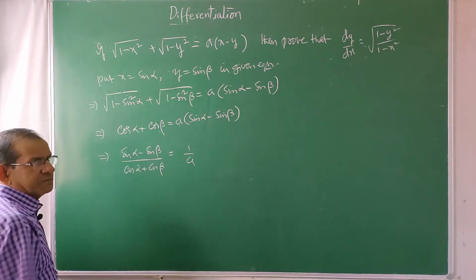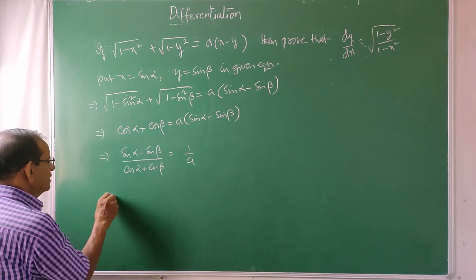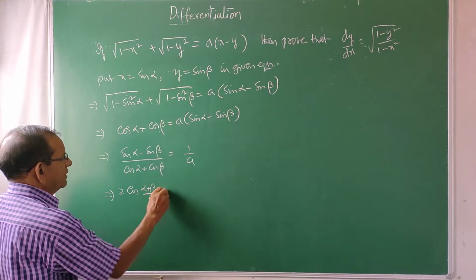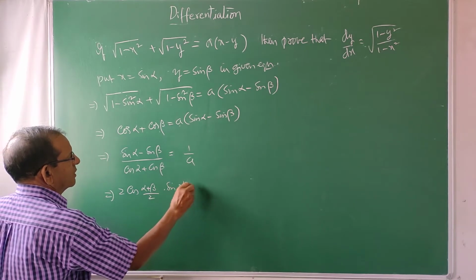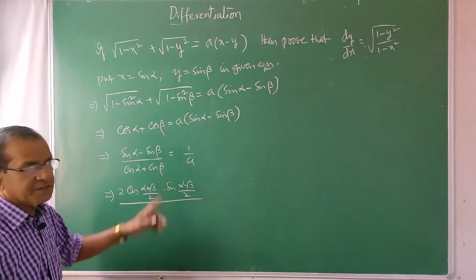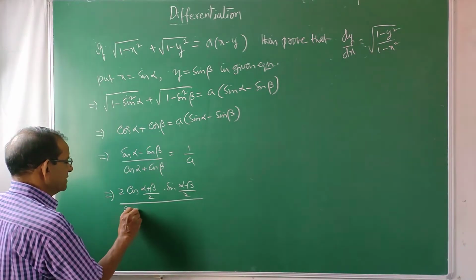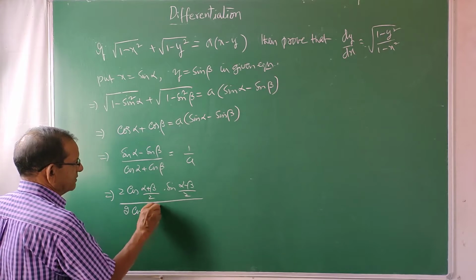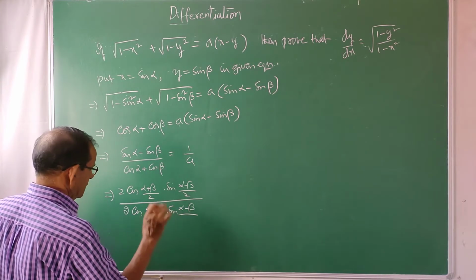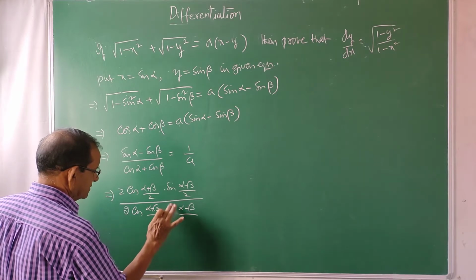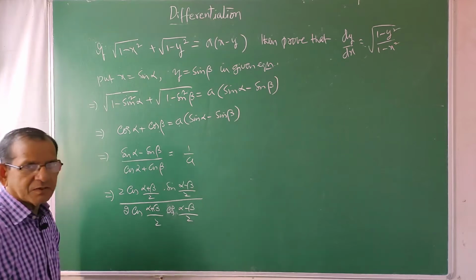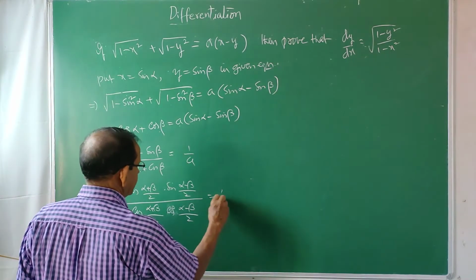Apply sin c minus sin d, 2 cos (c plus d) by 2 into sin (c minus d) by 2, that is alpha minus beta by 2. The denominator is the cos c plus cos d formula, 2 cos (c plus d) by 2, that is alpha plus beta by 2, into cos (c minus d) by 2. Sorry, this is also cos. 2 cos (c plus d) by 2 cos (c minus d) by 2 is equal to 1 by a.